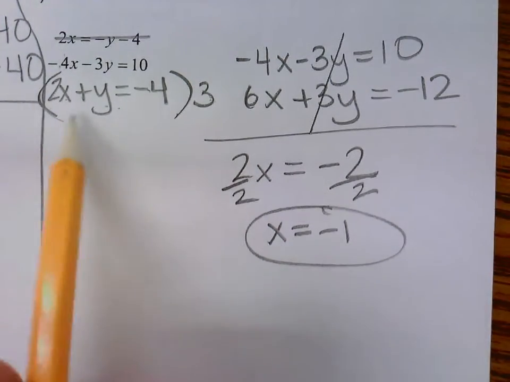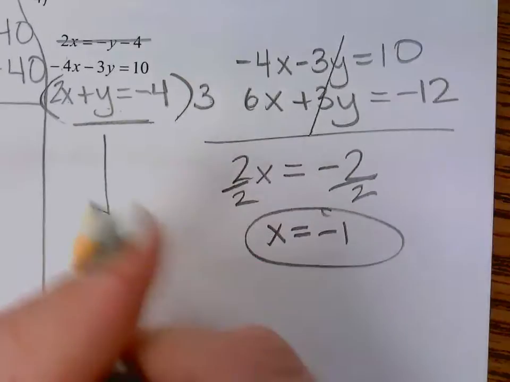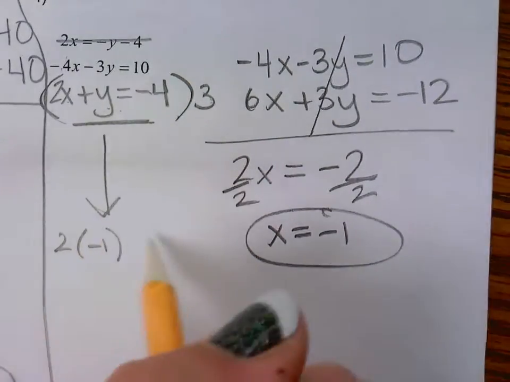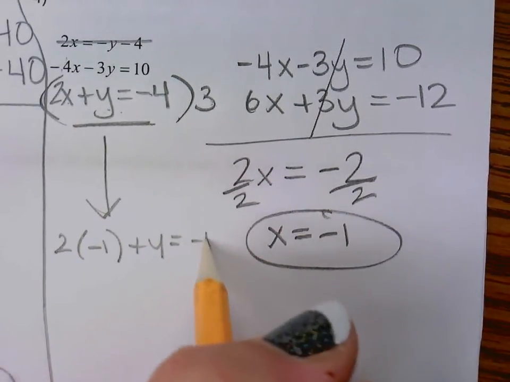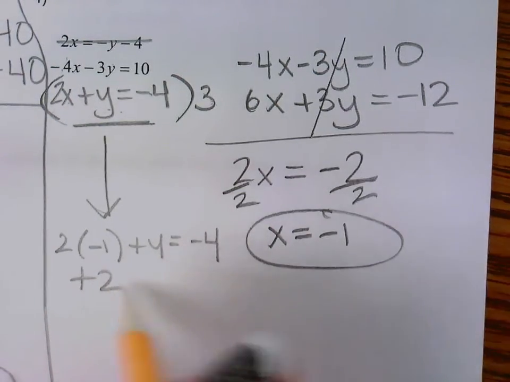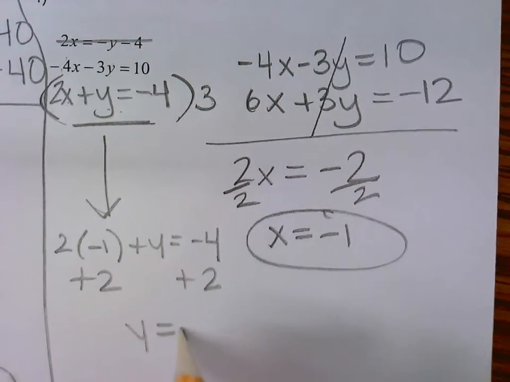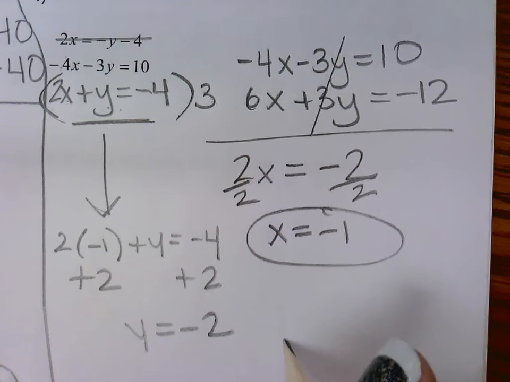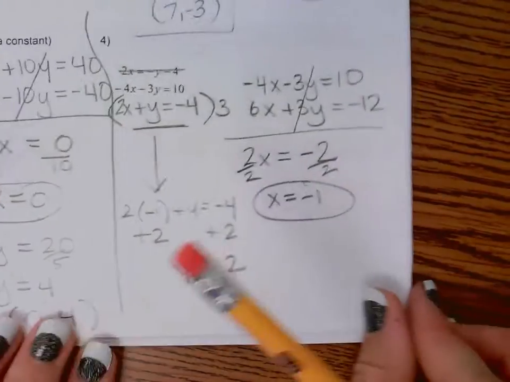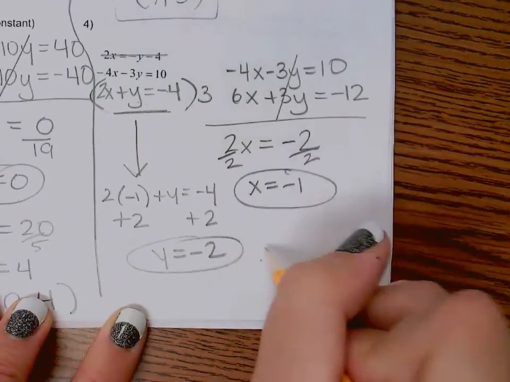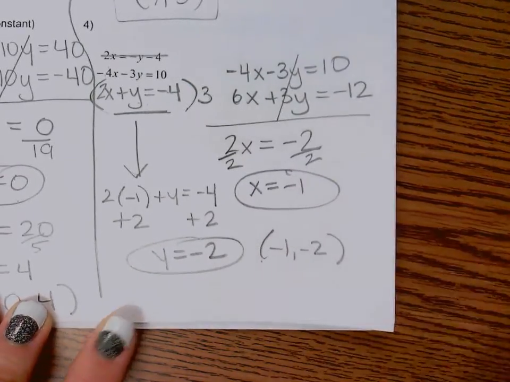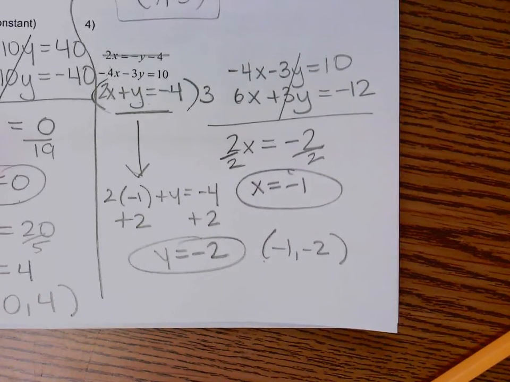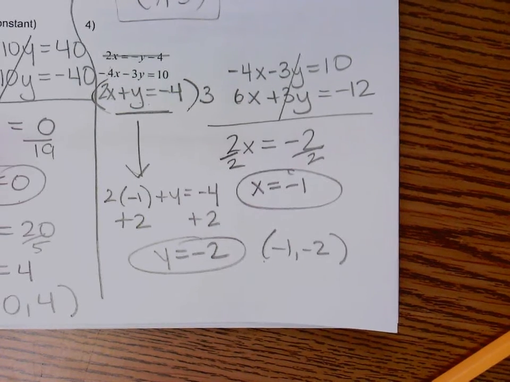This equation looks easiest to me. 2 times negative 1 plus y equals negative 4. So if I add 2 to both sides, y has to be negative 2. Gotta be careful with your negatives, but you can choose any equation that you want. It's on number 4.